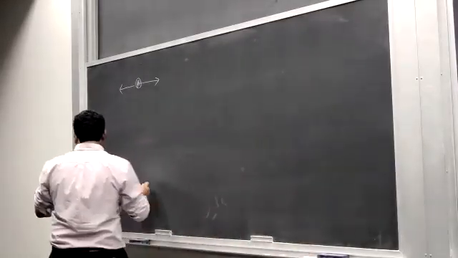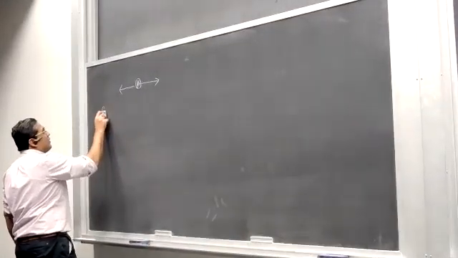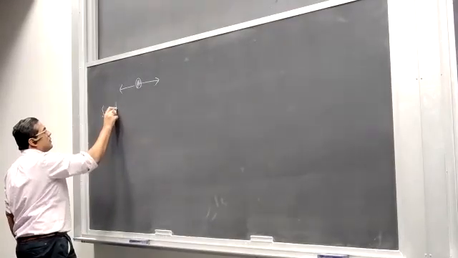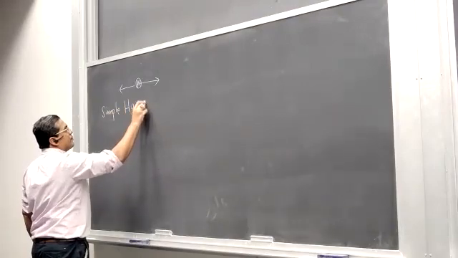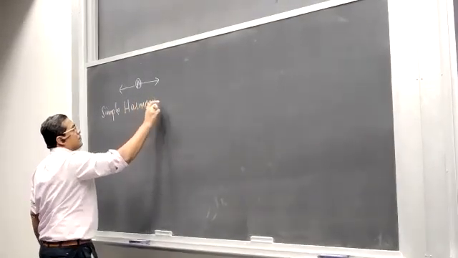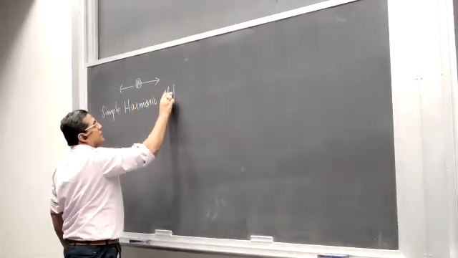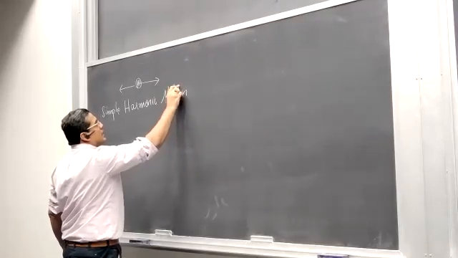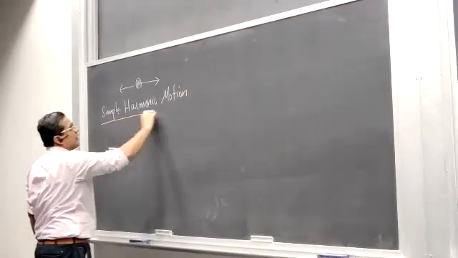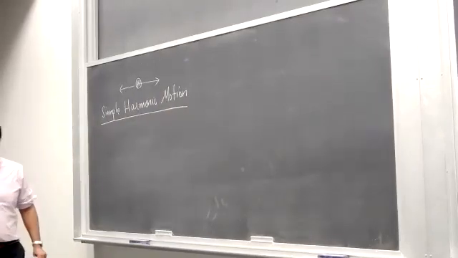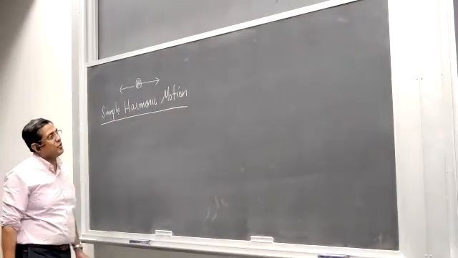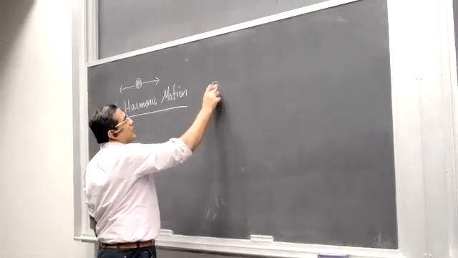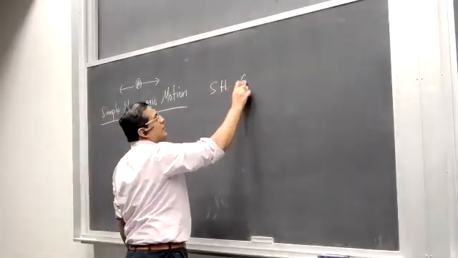Okay, this is called simple harmonic motion. Okay, and the system that is exhibiting this motion is called simple harmonic oscillator.